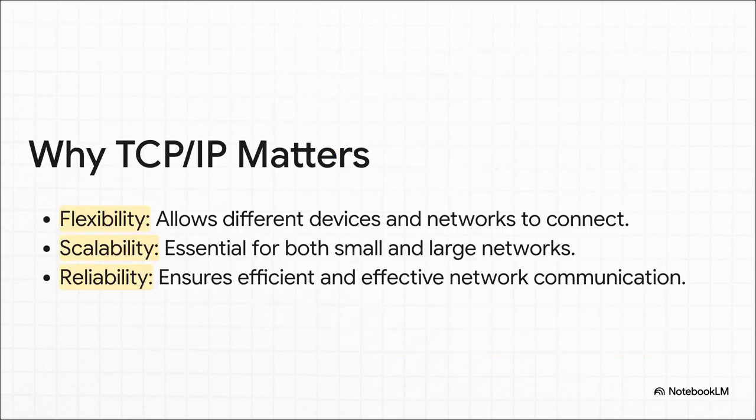And at the end of the day, why does any of this matter to you? Well, the model's flexibility is the reason your Apple iPhone can talk to a server running Windows. Its insane scalability is the reason the internet could grow from a tiny military experiment into a global network with billions of devices. And its built-in reliability is the reason you can trust that the file you download is the exact same one that was sent, which makes everything from banking to video calls possible.